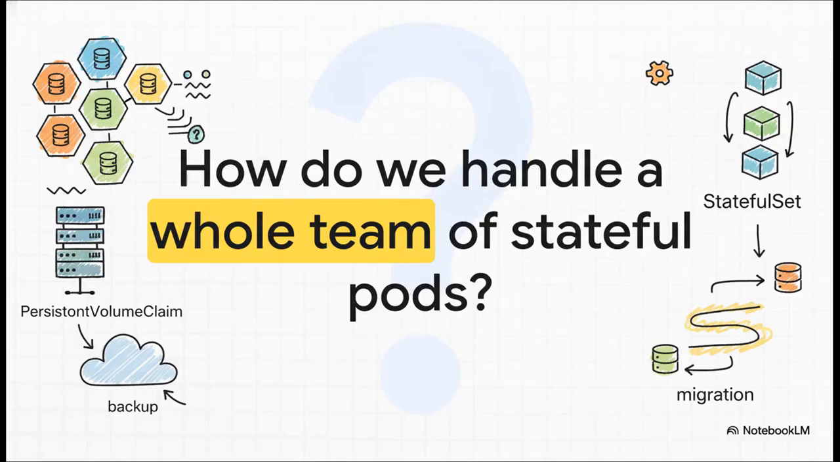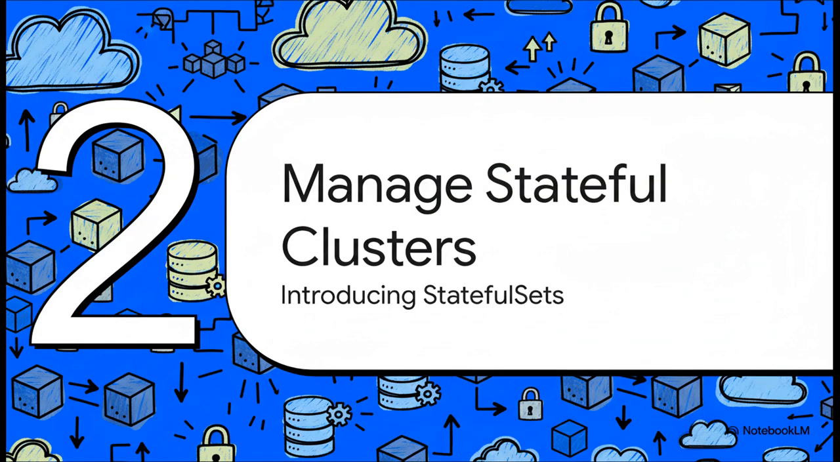Okay, a PVC totally solves the problem for one single pod, and that's a huge step, for sure. But what happens when things get more complicated? What if you're running, say, a 3-node database cluster, where every single pod needs its own unique, persistent data? How do you manage that? Well, that's where our next tool comes in. This is where we need to introduce the stateful set. It's the Kubernetes object built specifically for managing groups of stateful applications, just like that database cluster.